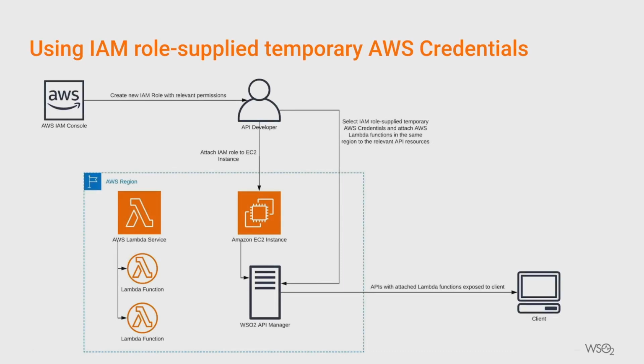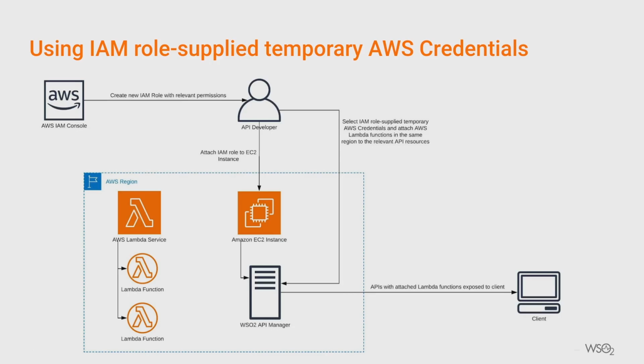If WSO2 API Manager is running on an AWS EC2 instance, it is recommended to use the IAM role supplied temporary AWS credentials method. A valid role with the necessary permissions to access Lambda functions must be attached to the EC2 instance beforehand by the API developer. Selecting this option will generate temporary AWS credentials from the EC2 instance itself.